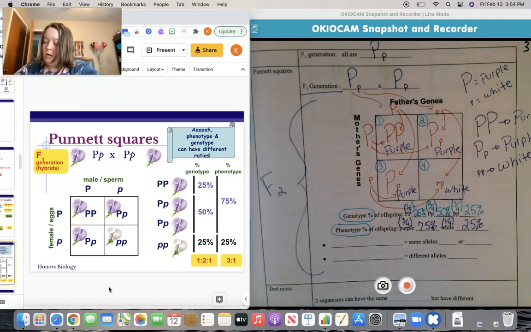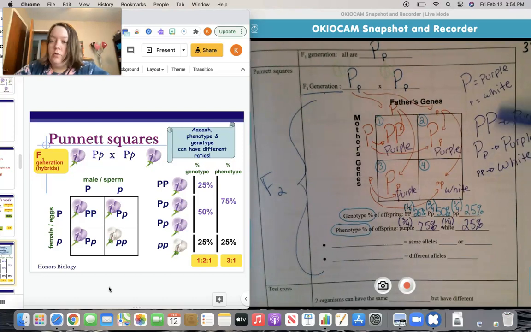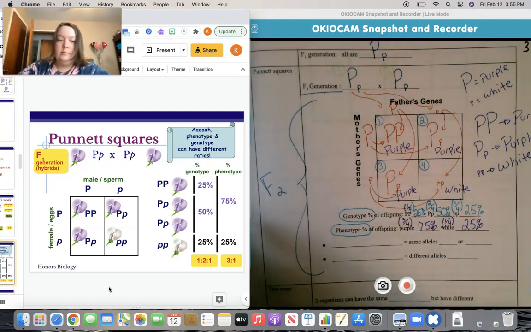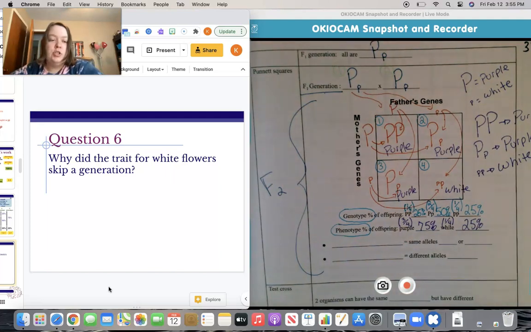flowers. Now, if you notice here, like I wrote on the side, there's various combinations that these organisms can have. We're going to have words for that. But first we have a question, question 6. Why did the trait for white flowers skip a generation?